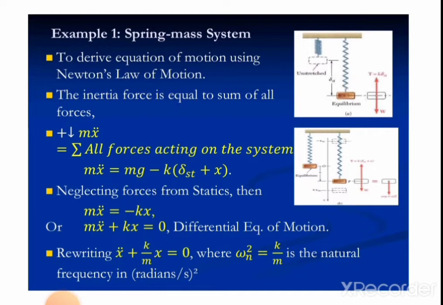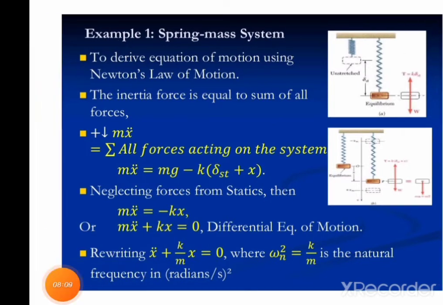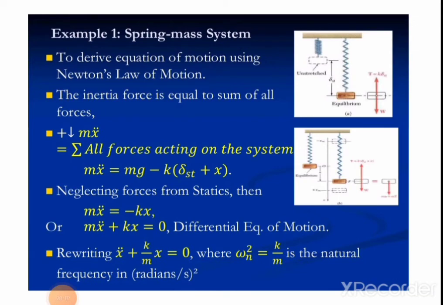To determine the position as a function of time, the equations of motion are taken. We can take a free body diagram also, and in this case x is measured positive downward. Now we apply Newton's second law. Then we get W minus K(x plus delta st) is equal to m x double dot. From this we obtain the equation, and when we solve it completely, we obtain the differential equation of motion.